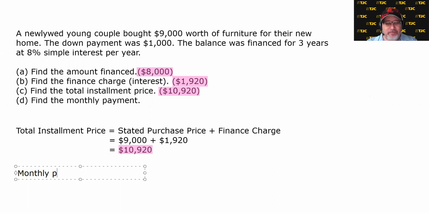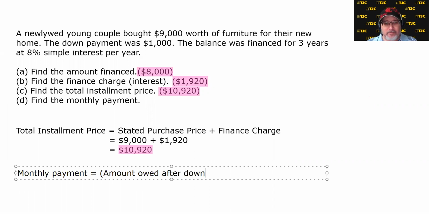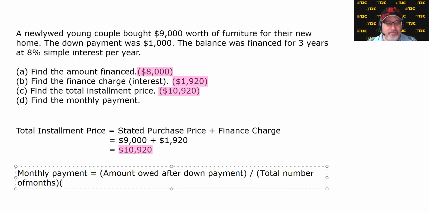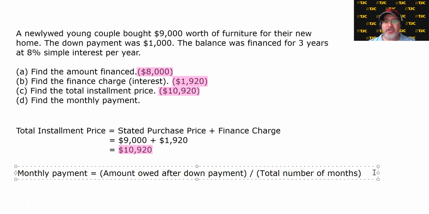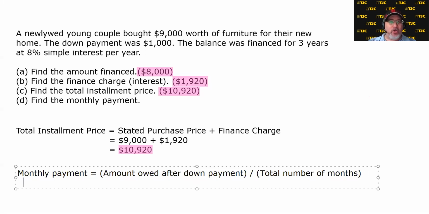The monthly payment is going to be the amount owed after the down payment divided by the total number of months. Okay, so we got to figure out both of those things. Let's start with the total amount owed. All right, now the total installment price is $10,920, but that's not what I owe because that's not the amount after the down payment.